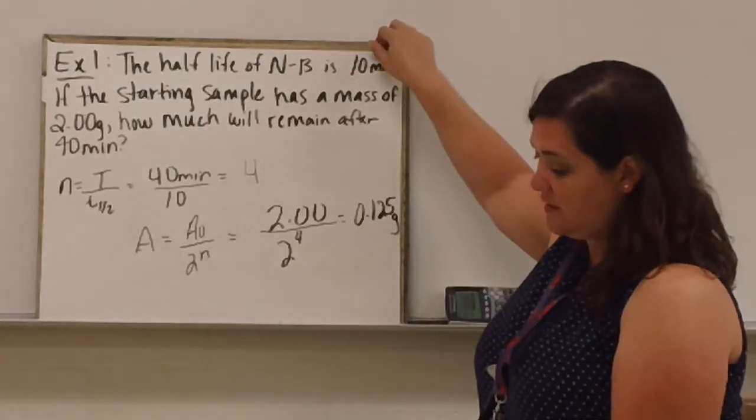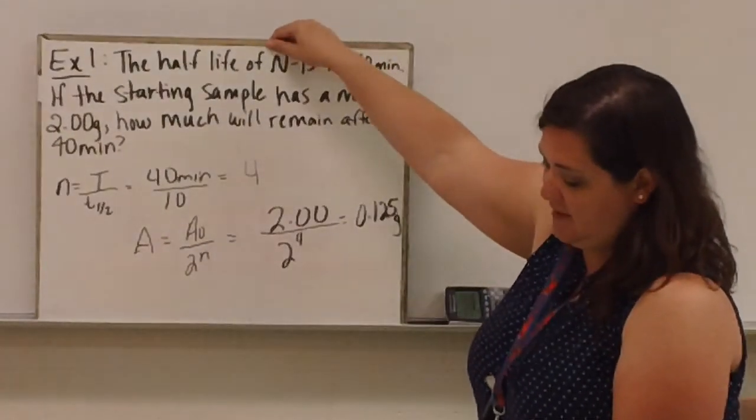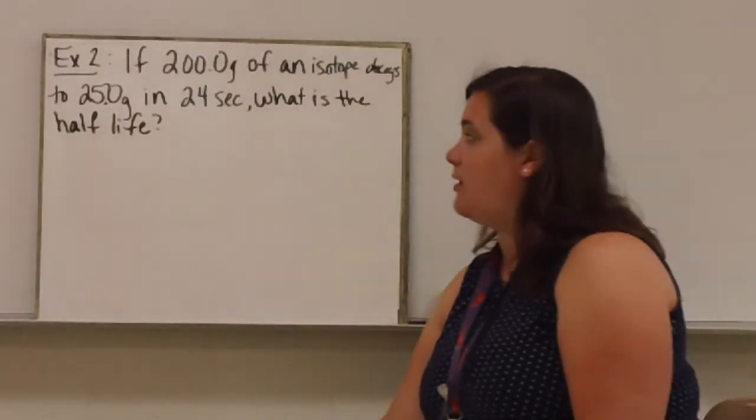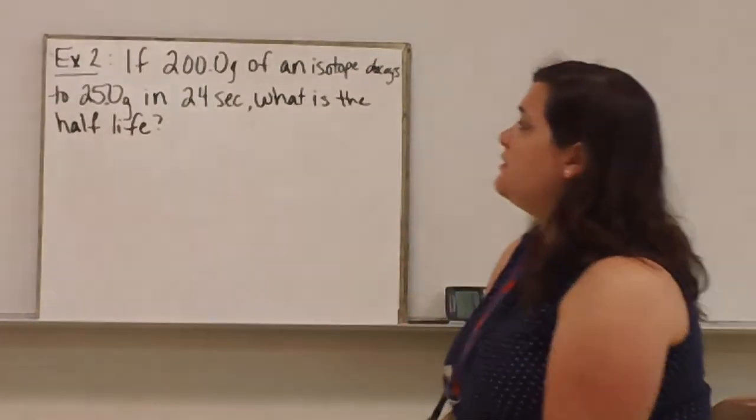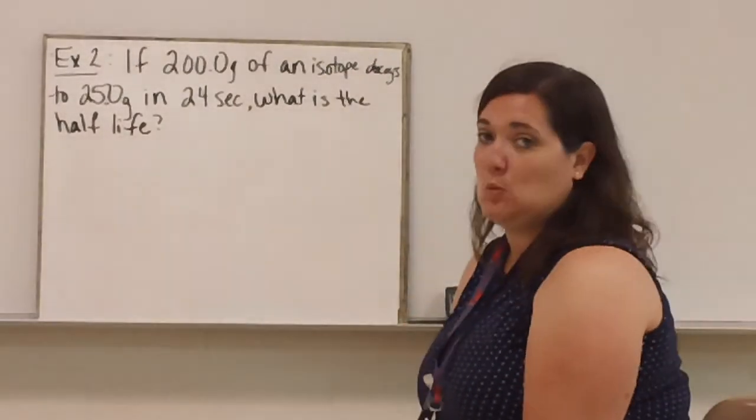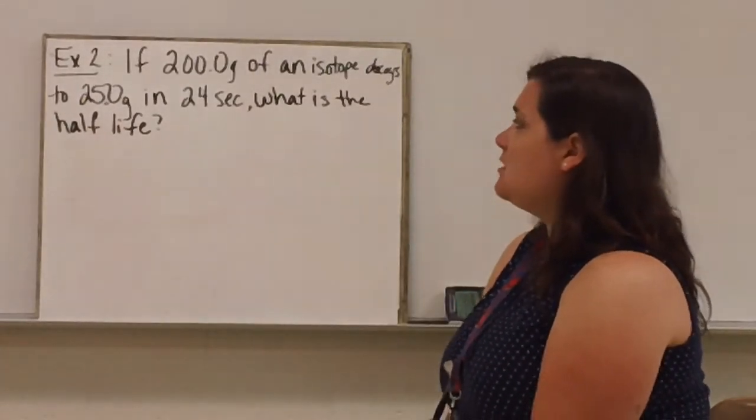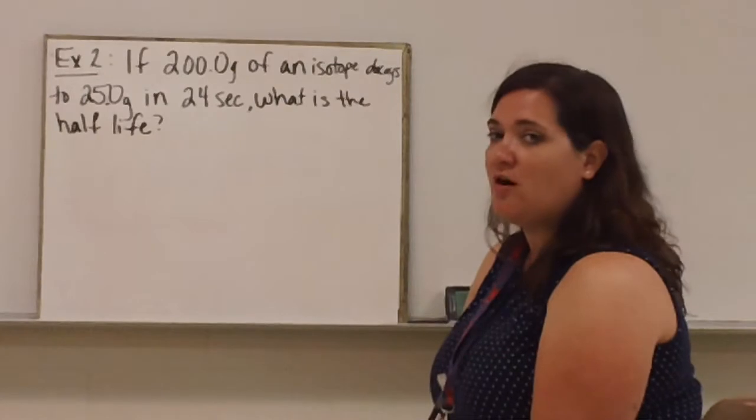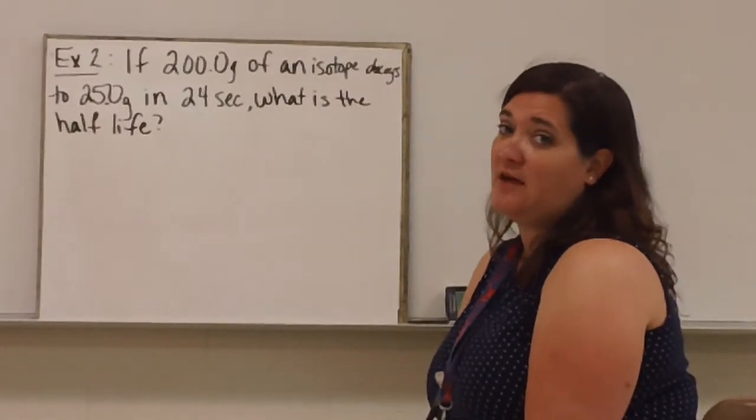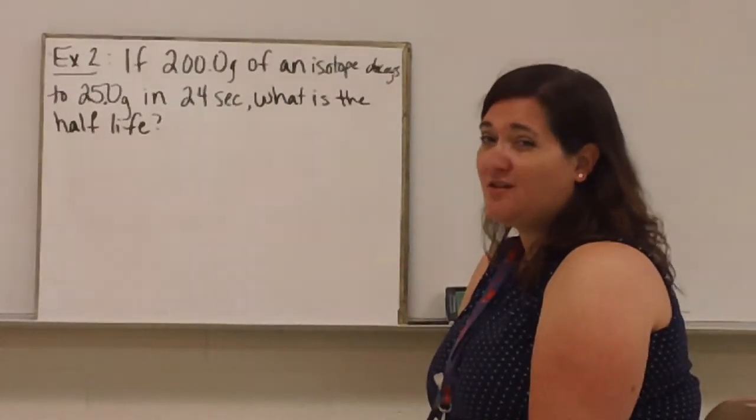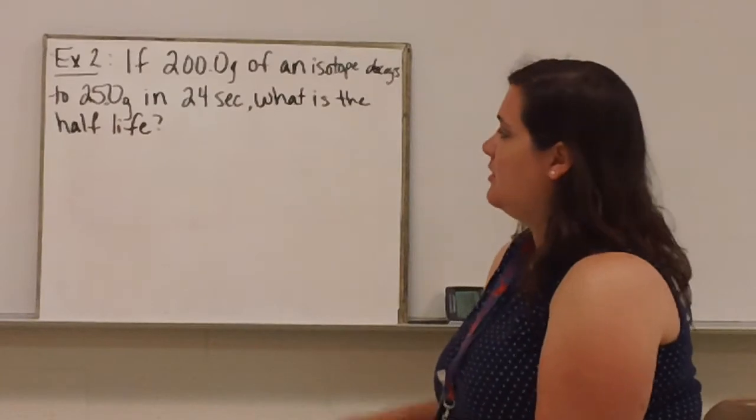Okay. We're going to skip practice problem 1 for now. You come back to that, and we'll go ahead and go through example problem 2 with you. If 200 grams of an isotope decays to 25 grams in 24 seconds, what is the half-life? So in this instance, we're not looking for the number of half-lives, we're looking for the actual half-life. But we could determine the number first.